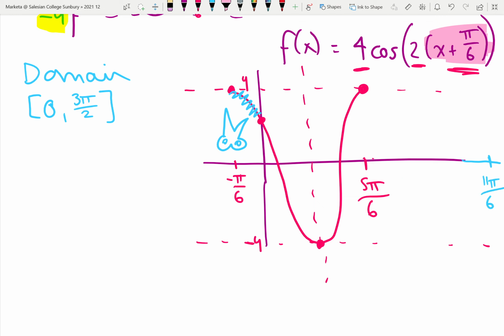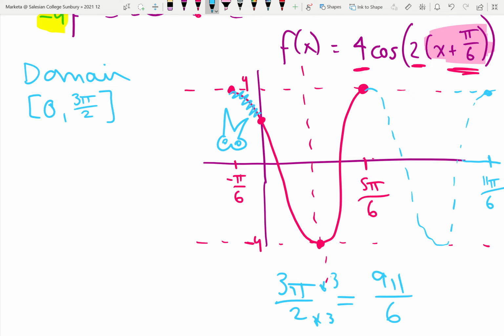So if I then draw another wave, it's going to be like this. And well, I'm not wanting to go to 11 pi on 6. I want to go to 3 pi on 2. So let's see, 3 pi on 2 with a denominator of 6. So times 3, that's going to be 9 pi on 6. So I'm guessing that I'm probably going to go to somewhere here. And at the moment, I'm not sure, it could be that it goes up to there.